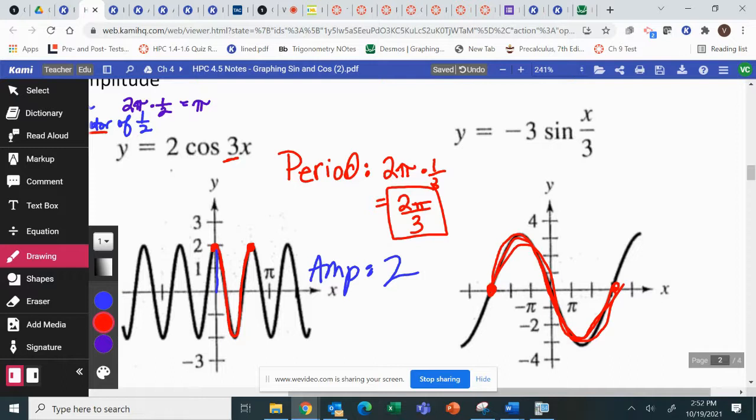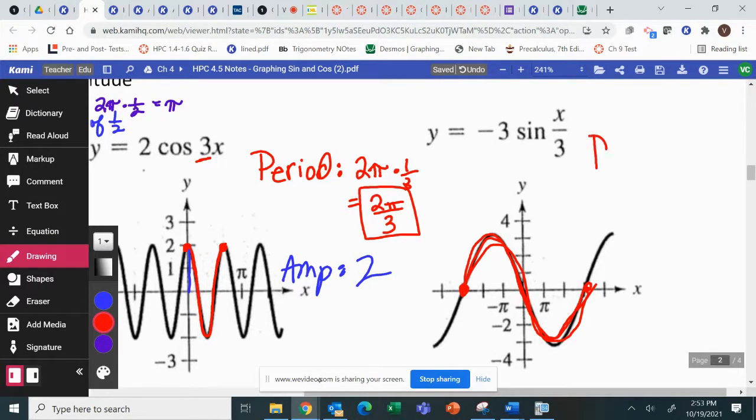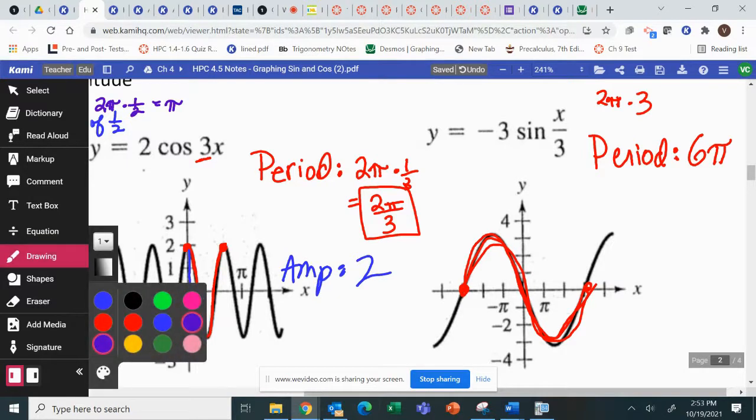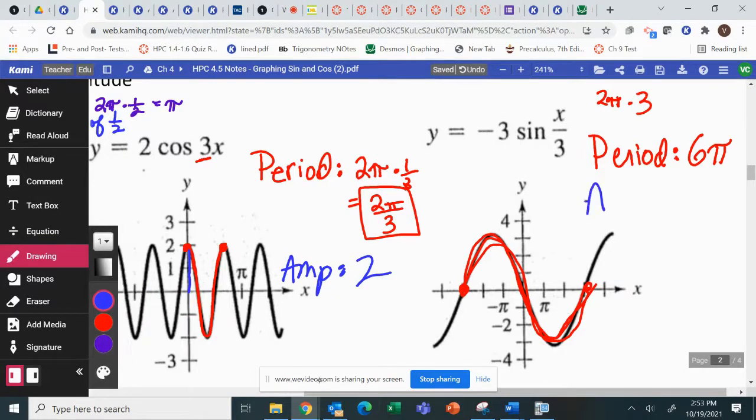Now, you don't have to use the graph. I need to know the period. Charlie, you got the period? Yeah. 6 pi. 6 pi is correct. Did you use the graph or did you use the equation? The equation. So you did 2 pi and then you multiplied by 3 over 1, which is the reciprocal of 1/3. And then the amplitude, Emily.